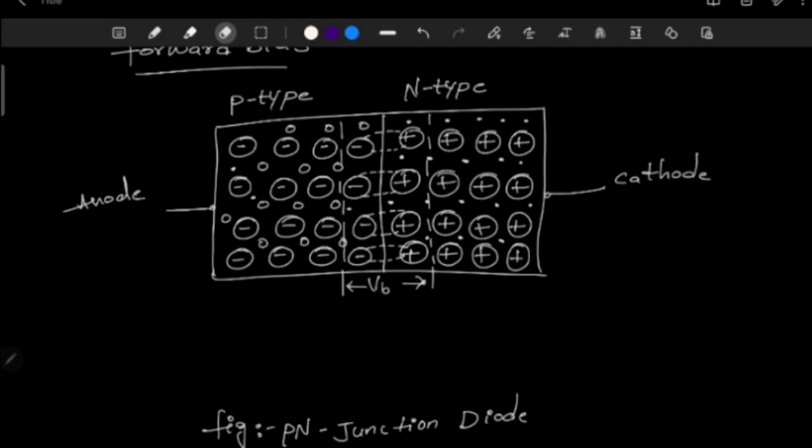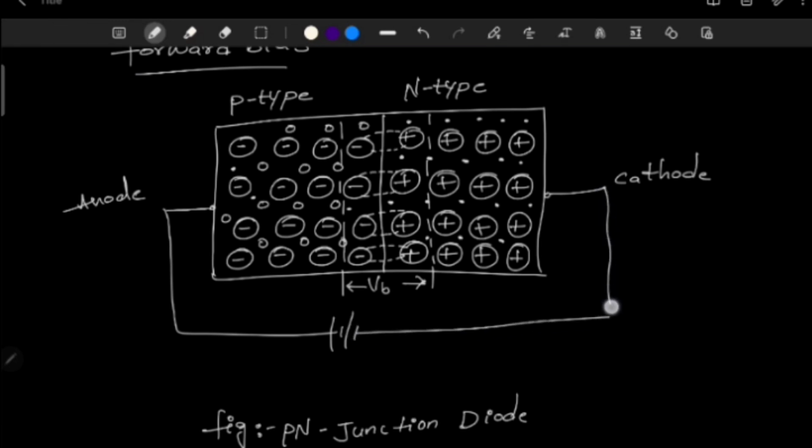See here, this is the p type and this is the n type. Now I am giving forward bias to this PN junction diode. To the p type I am giving the positive terminal, and to the n type I am giving the negative terminal of the battery. So this formation is called forward bias. When forward biasing is applied to the junction, the n type electrons will move towards the battery and again go back to the junction.